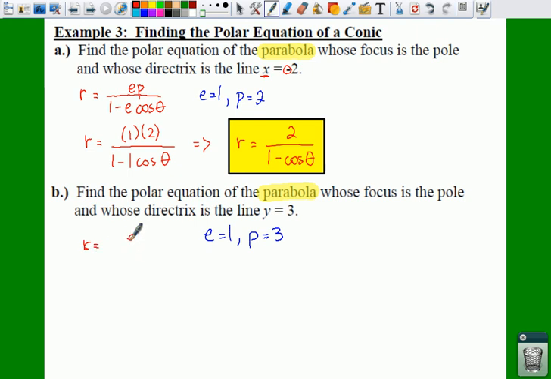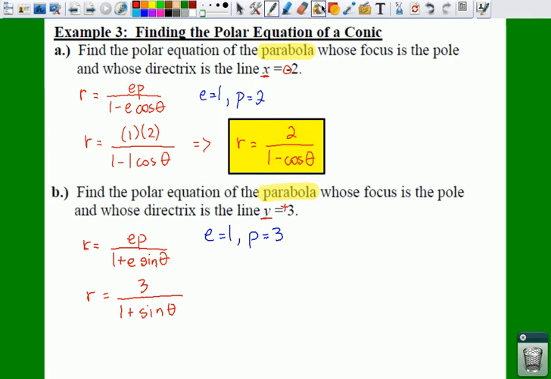Our equation now, we know we're going to have an ep on top. We know we're going to have a 1 on the bottom. And it's going to be a positive or negative. Well, your 3 is a positive 3, so we're going to have a plus. We're going to have an e here. And we have a y, which doesn't mean cosine. Y means sine. So you're going to have a sine of theta. So let's plug in our values. r equals e, which is a 1, times 3 all over 1 plus the sine of theta.